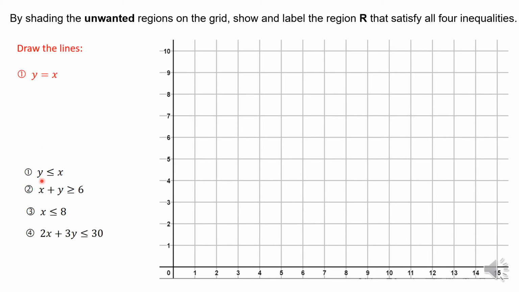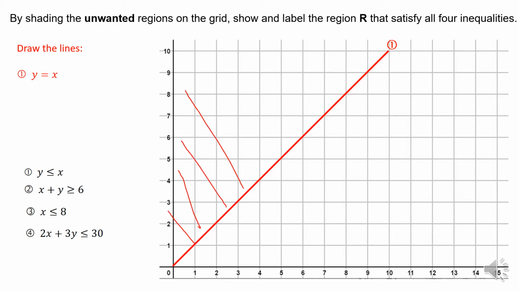For example, the inequality y is less than or equal to x is a straight line y equals x, so that is the line here. Now, when you draw the inequality, you are looking for the unwanted region, and that is the region that we are going to shade. In this particular case, the unwanted region is above the line, because every value here is not true for the inequality.